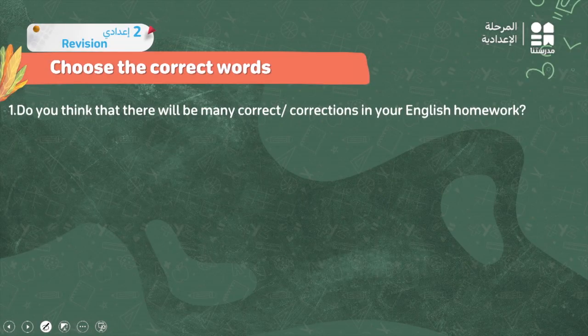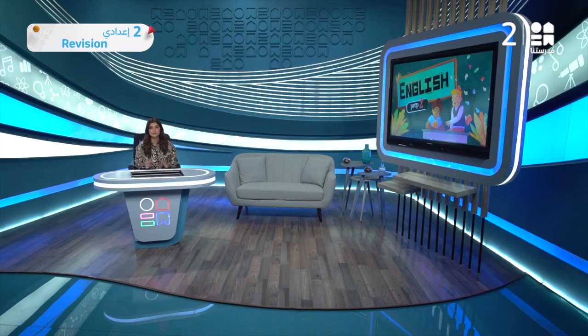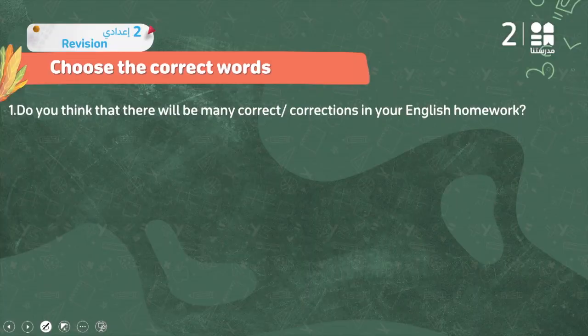Okay, so here for the second slide, do you think that, we have to choose again, do you think that there will be many correct or corrections in your English homework? So here I have to choose whether the noun or the verb, يعني الاسم أو الفعل. So it's according to the meaning I choose. Do you think that there will be many? Can I say many plus verb? يعني ينفع أقول many play or many run? No, I can't. So this means I have here to choose a noun. لازم أختار اسم مش verb because I have many. Okay, I have many.